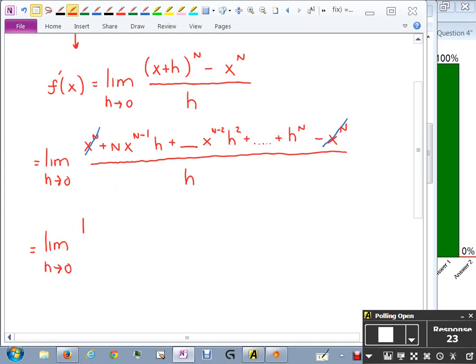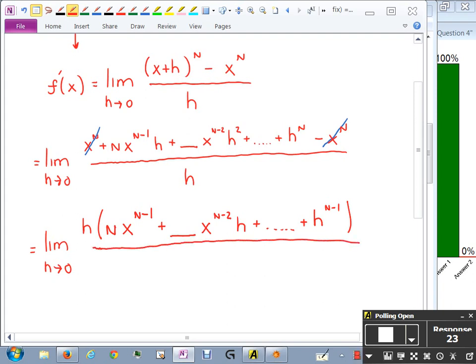If I pull an h out of the top, tell me what my first term would be. N, go ahead, x to the n minus 1, there's no h on that anymore, right? The next one, plus, I didn't know what it was, x to the n minus 2 times what? A single h, right? Then every single one of these down here, until the very last one will be h to the n minus 1. That's what happens if I pull that h out. Now what happens? These h's cancel, right? This h cancels, which was the whole point of this exercise, was to get the h to cancel.